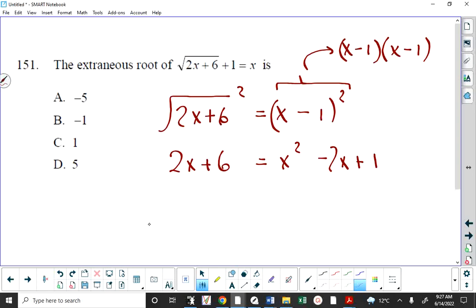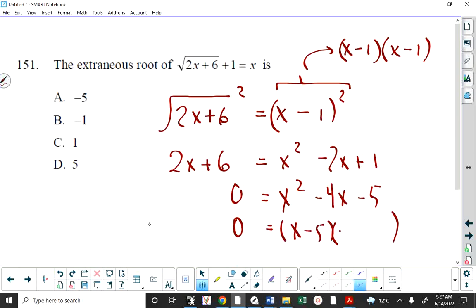It's a quadratic equation, which means you have to zero it. I subtract 2x from both sides and get x squared minus 4x. I subtract 6 and get minus 5. We're going to factor this into x minus 5, x plus 1. So that means that x is equal to 5 and x is equal to negative 1. So these are the two solutions. A and C are not even solutions. They're not solutions and they're not extraneous.